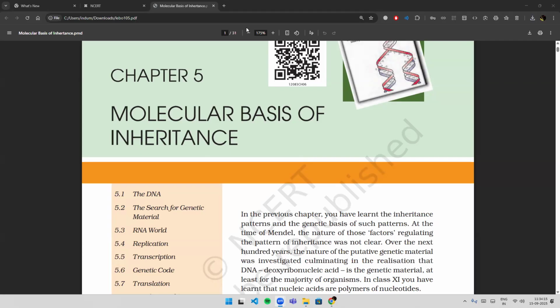Today we are going to read chapter number 5, Molecular Basis of Inheritance of Class 12, Board CBSE, and the book is NCERT. So let's get started.